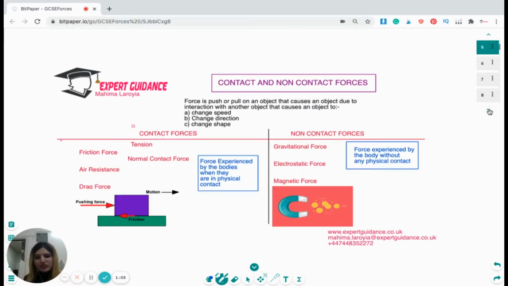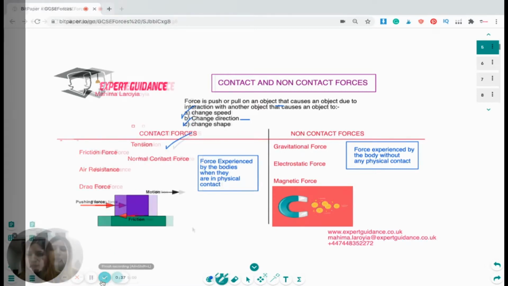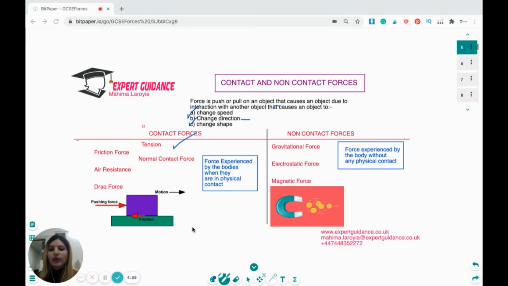Now let's come to forces. What is a force? If I push or pull something, is that a force? Forces push or pull on something that will either change the speed, the direction, or the shape of the object. So force is a push or pull on an object that causes the object to change speed, direction, or shape. I hope you're clear with what forces are.